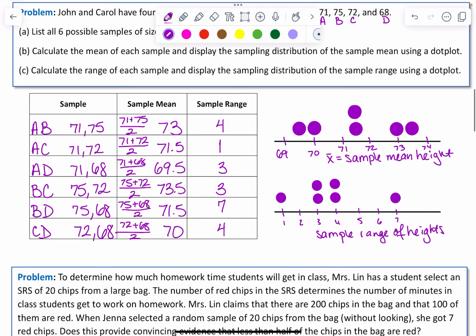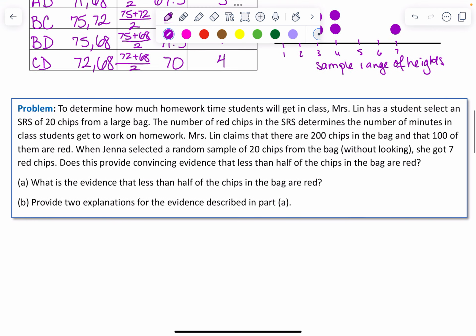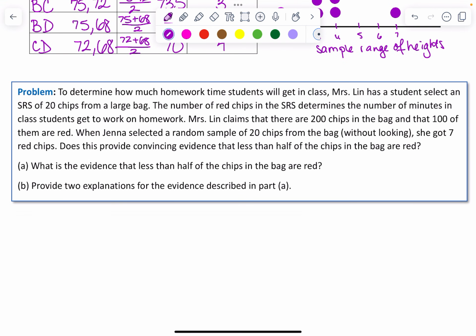Okay. So next question. To determine how much homework time students will get in class, Mrs. Lin has a student select a simple random sample of 20 chips from a large bag. The number of red chips in the simple random sample determines the number of minutes in class a student gets to work on homework. Mrs. Lin claims that there's 200 chips in the bag and 100 of them are red. When Jenna selects a random sample of 20 chips from the bag without looking, she got 7 red chips. Does this provide convincing evidence that less than half of the chips in the bag are red?